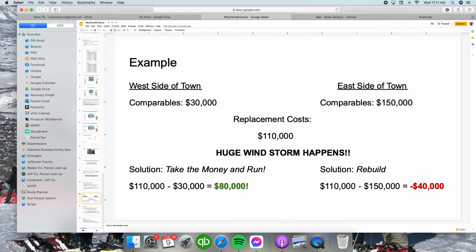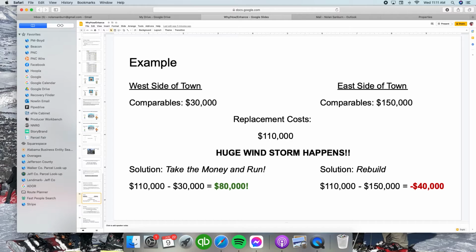Let's say on the west side of town, we have comparables for $30,000, and this is going to be the same size home. Let's call it a 3-2 on the west side and a 3-2 on the east side, same square footage, everything's the same. The east side of town, the comparables are $150,000. So the replacement cost of a home, no matter if you're on the west side or east side, is $110,000. This huge windstorm comes through and both houses are wiped away completely.